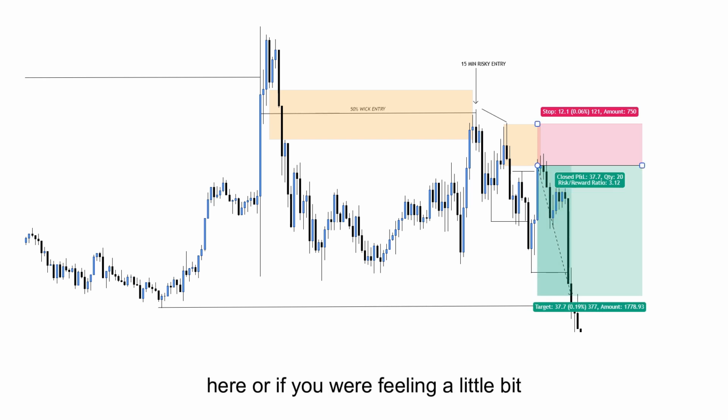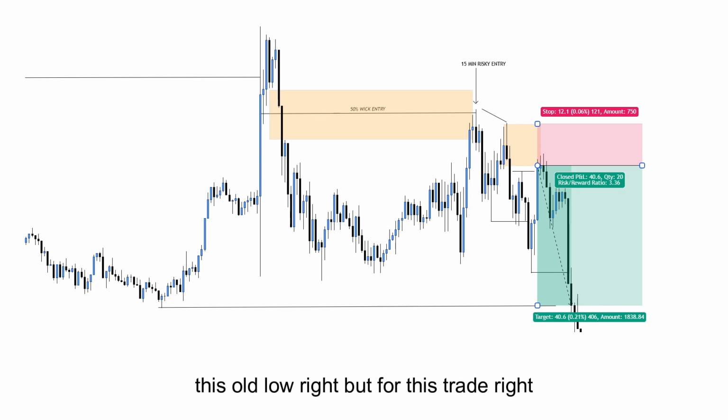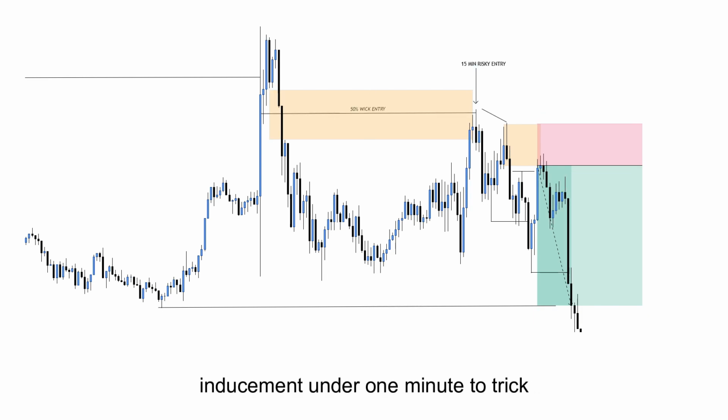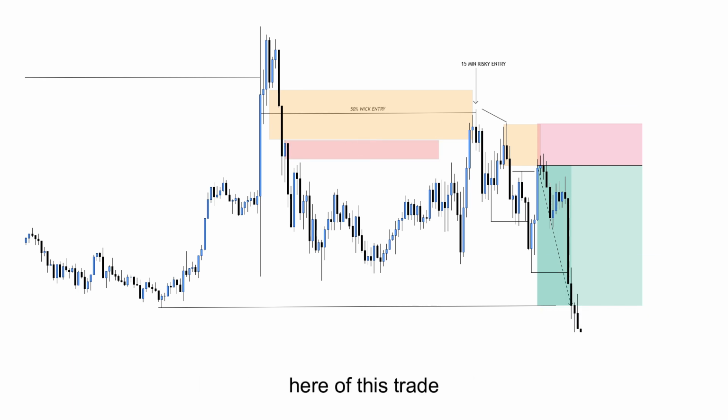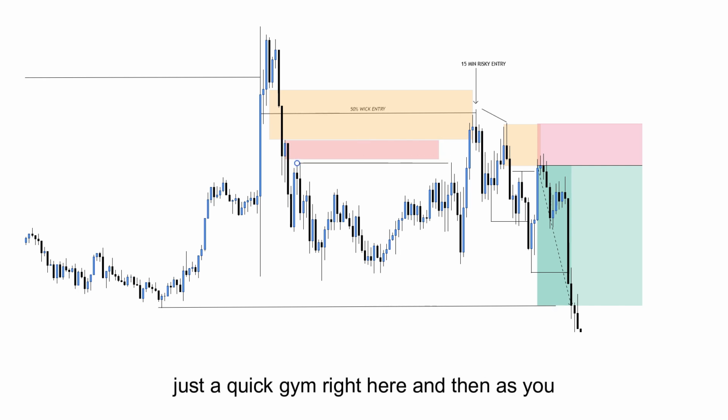Or if you are feeling a little bit more risky, you can place your stop loss right at this old low. But for this trade right here, as you guys can see, we had our inducement on the 1 minute to trick traders, right? Just a quick in-depth guide of this trade. First and foremost, we see that price left us this inducement right here, a clean order block, to trap traders, and we had liquidity right below it. This is just a quick gem right here.